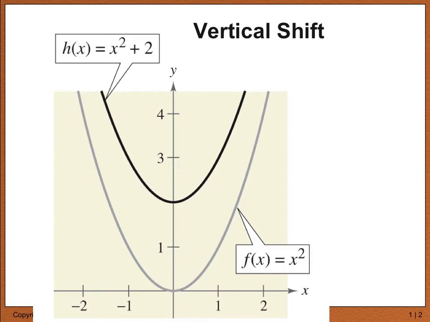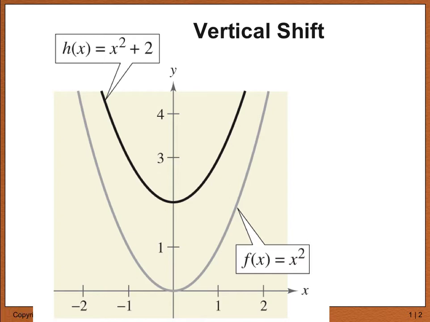And so here we have the parent function indicated in gray. And you can see it's a parabola, f of x equals x squared, indicated with this gray curve. And the child function is indicated in black, and that is x squared plus 2. And this first screen is just to show how vertical shifts work.